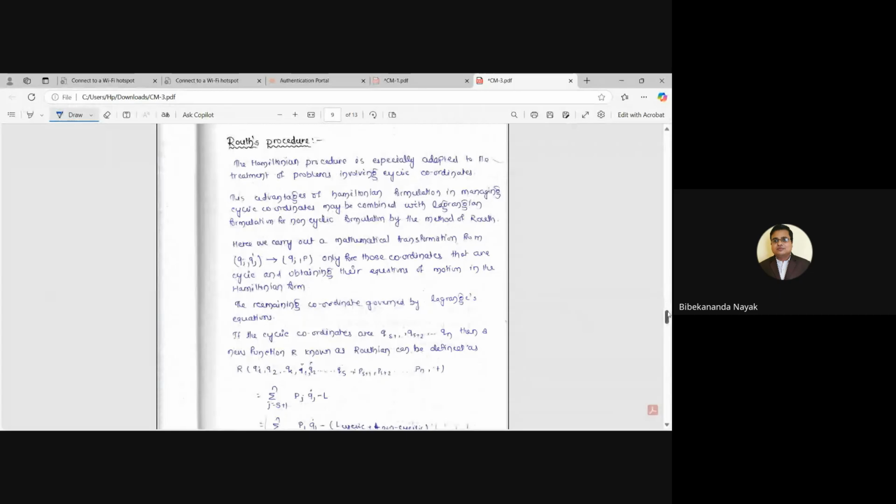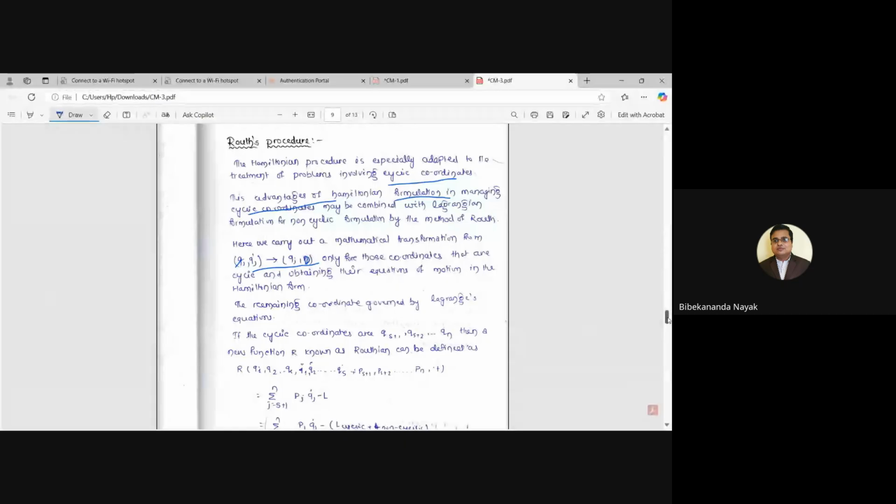So Routh applied this to solving problems by developing a term known as the Routhian. This is a Hamiltonian procedure involving cyclic coordinates. The Hamiltonian formulation is mainly useful for cyclic coordinates. Here in the Hamiltonian we have qj, pj. If qj does not appear, then qj dot may appear. But if qj does not appear, ∂H/∂qj is 0. So ∂H/∂qj is equal to pj dot, and pj dot 0 means pj is a constant. So it becomes a constant and not a parameter.